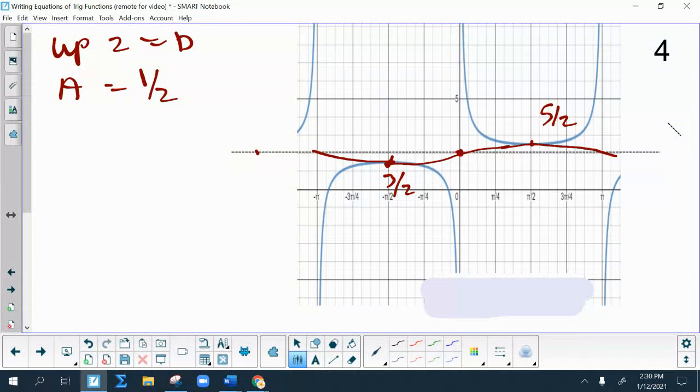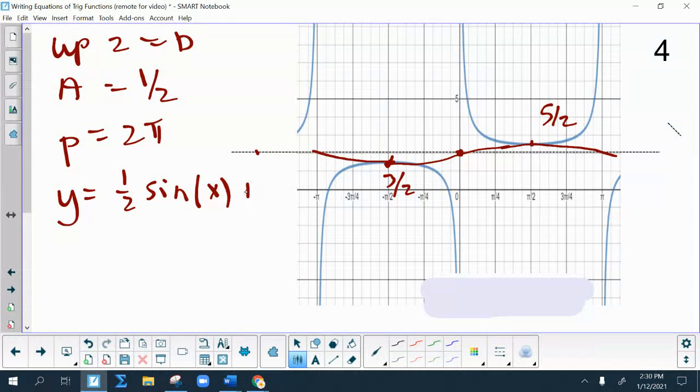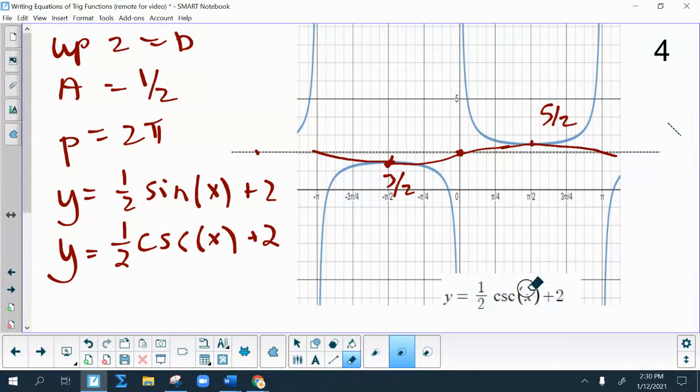And then the period of the graph, if you look at it here, I don't even have to count it. I can see that I went from negative pi to 0 is half of a cycle, and then to pi is another half. So the period is a normal 2 pi. And if I were to write this as just a sine curve, it would be 1/2 of sine of x plus 2, which means when I write it as its reciprocal function, that would be 1/2 cosecant of x plus 2. Boy, let's make sure I did that right. There we are. Okay, last one.